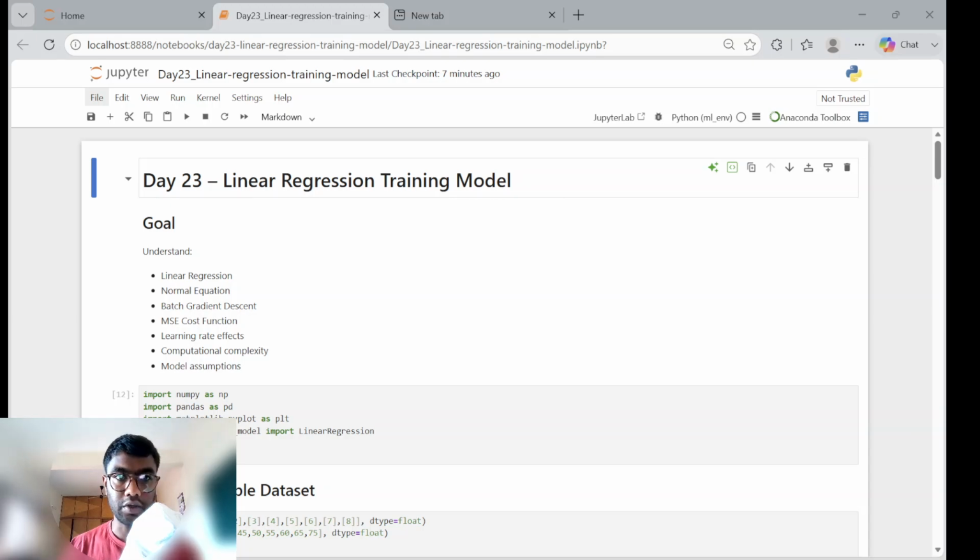Today, a new session to learn, Day 23: linear regression training model. In the last session, we looked at a project with loan approval. Now, we are going to be looking at training models and different techniques that we are going to be using. First is linear regression, which is a very basic one.